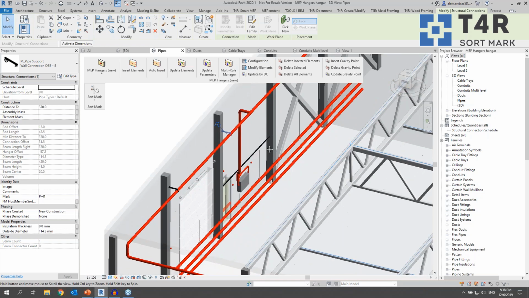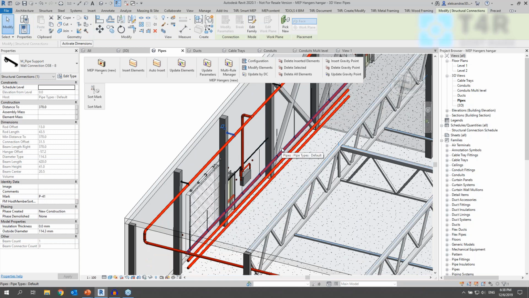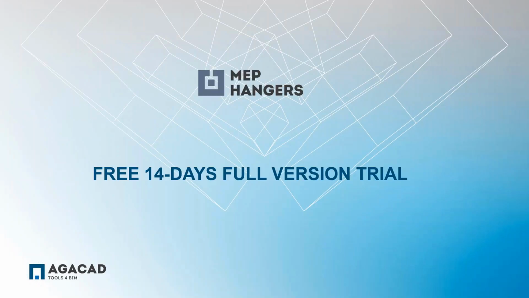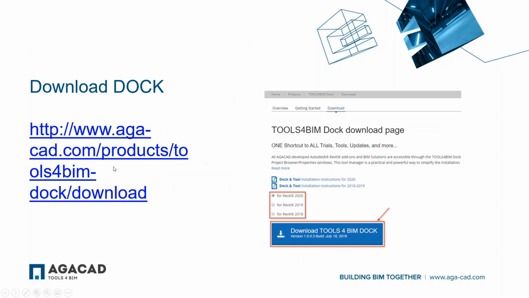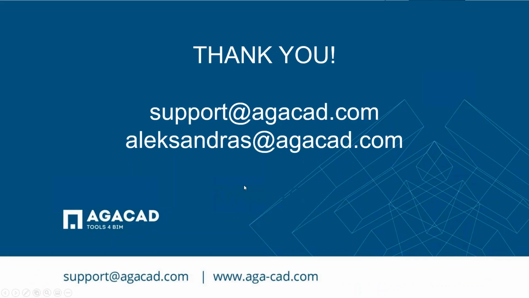Well, I think that's it. So I'll go back to presentation. I just want to mention again that we have 14-day full version trials. Our BIM doc, you can download it from this website. You can choose from 3 last Revit versions. We actively support 2019-2020 right now, just like Autodesk does with Revit.